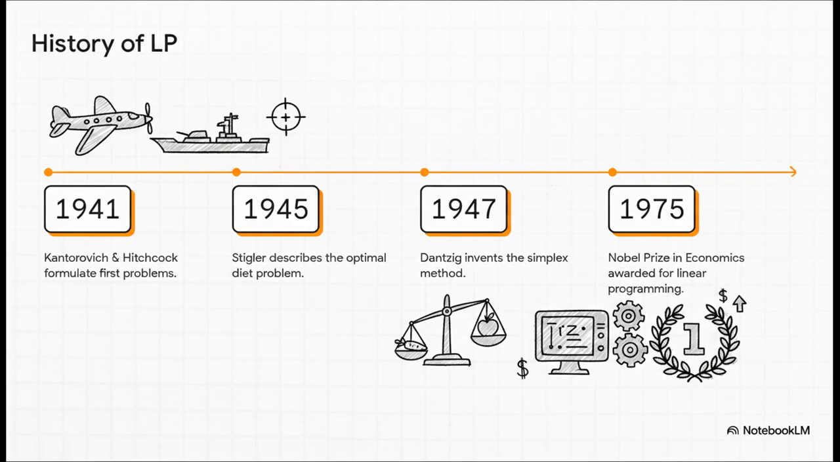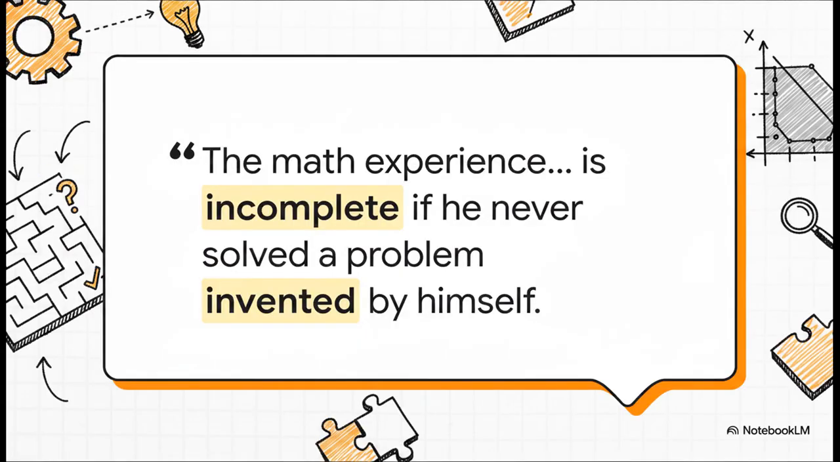Fast forward to 1947, George Dantzig invents the simplex method, which allowed early computers to solve massive, complex versions of these problems. This math evolved so fast and revolutionized industry so completely that its pioneers were actually awarded a Nobel Prize in economics in 1975. I mean, it's a real game changer. The source material actually opens with this brilliant quote from mathematician George Polya. It reminds us that math shouldn't just be about staring at someone else's equations. These tools are meant to be actively applied to the real, messy problems that we create and face ourselves.